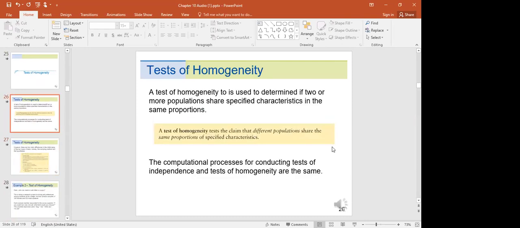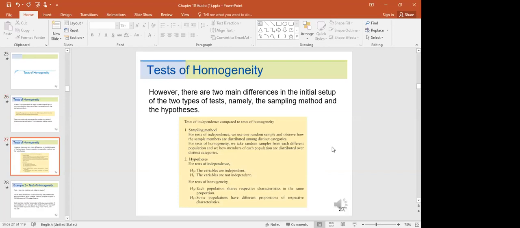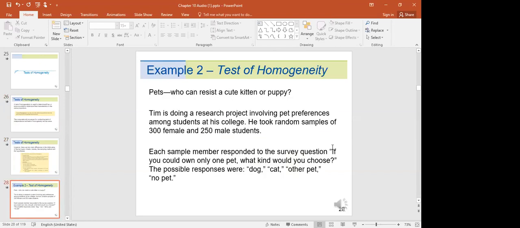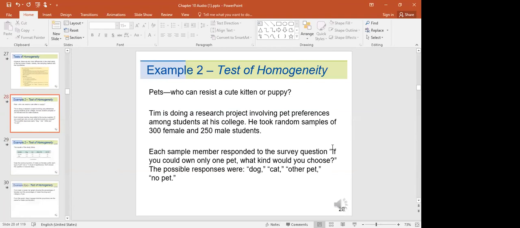In this example, we call it test of homogeneity, but it's the same thing as the test for independence. So there is homogeneity when the distributions of proportions are the same. For example, are the preferences of pet by males and females the same? We may have a question like that.